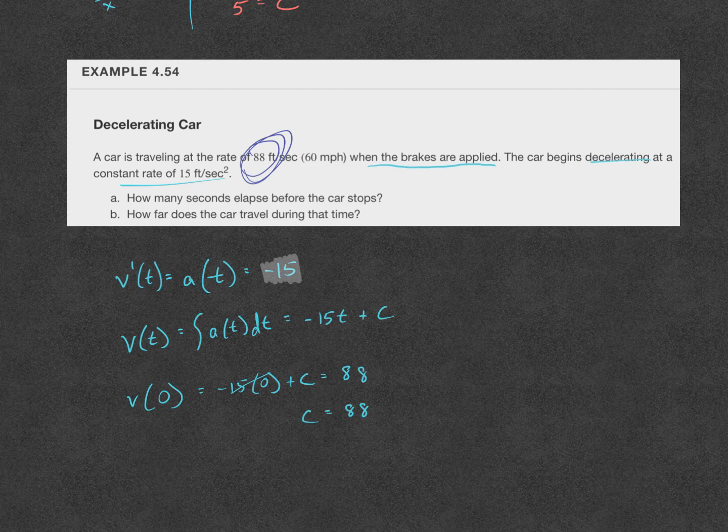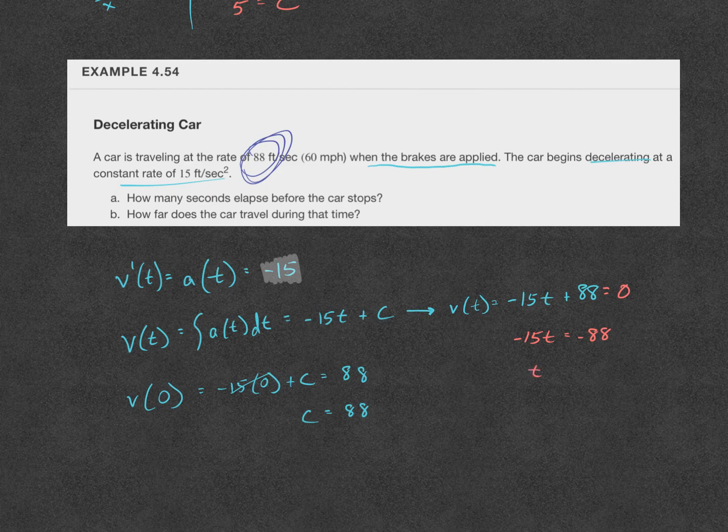All right, so I'm going to now rewrite my velocity equation. v of t is negative 15t plus 88. Now I can find out how long before the car stops, because what's going to happen when the car stops? Well, the velocity is going to equal 0, right? That means the car will not be moving anymore. So the car stops when negative 15t plus 88 equals 0. Negative 15t equals negative 88.